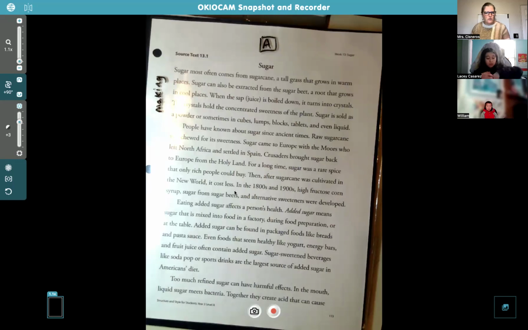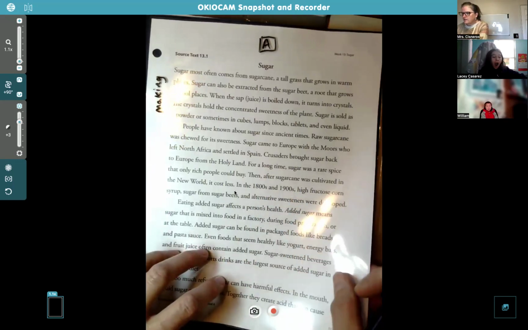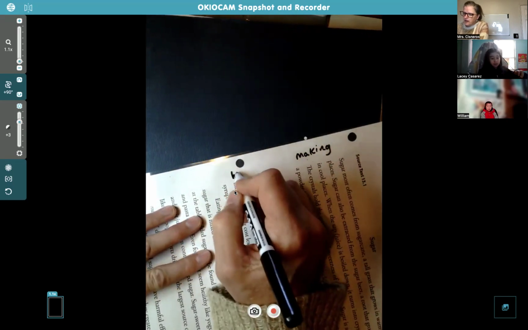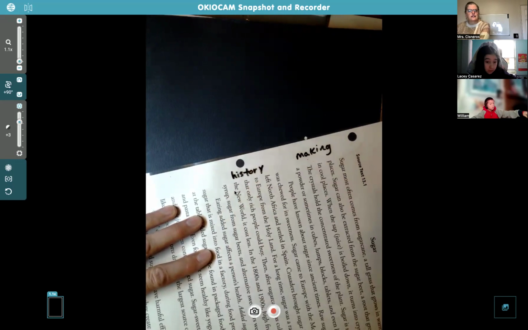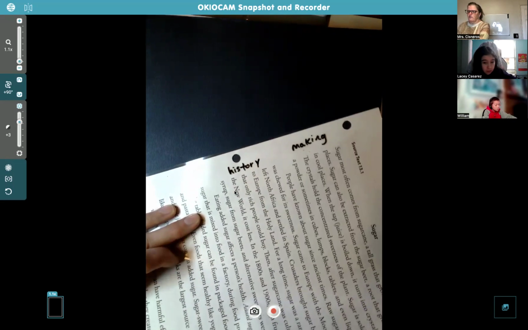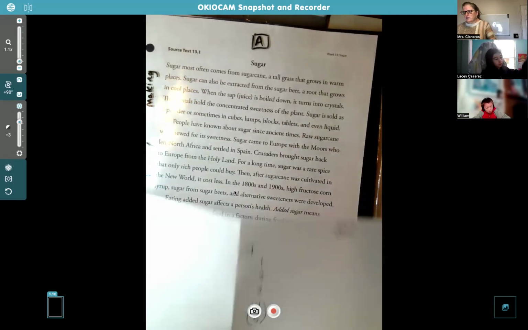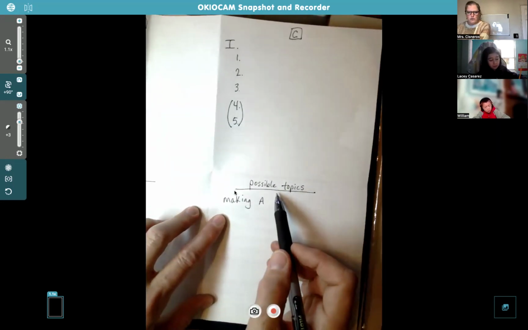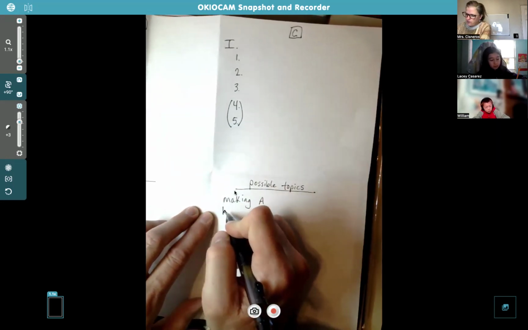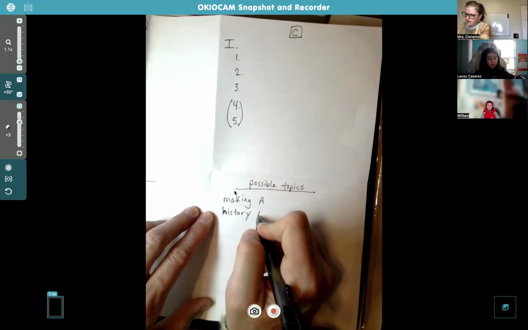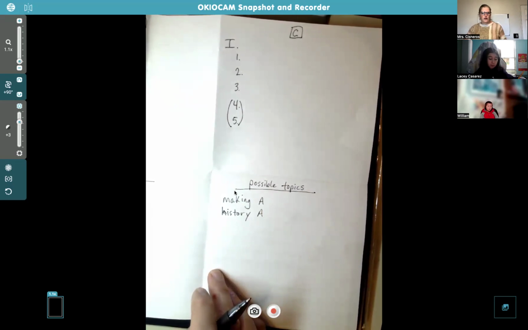So this paragraph is talking about the history of sugar, where it came from, and it mentions a couple of dates like 1800s and 1900s. So it's telling us a little bit about the history. So next to that paragraph, go ahead and turn your paper, and let's write the word history. Next to the paragraph that starts with people have known. It's kind of the history of sugar. The other place to write the word history is back on this white page under possible topics. We're keeping track of what we're learning here. So I'm going to put history and an A, because that's where we found that information was in Article A.